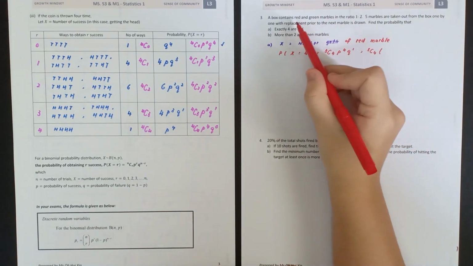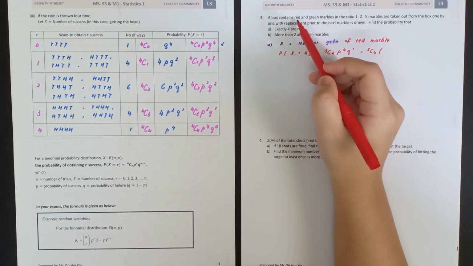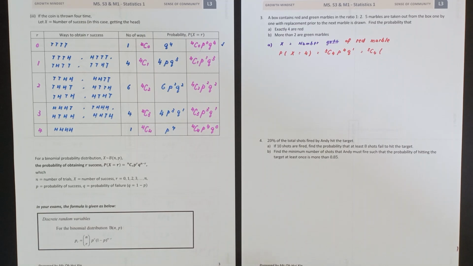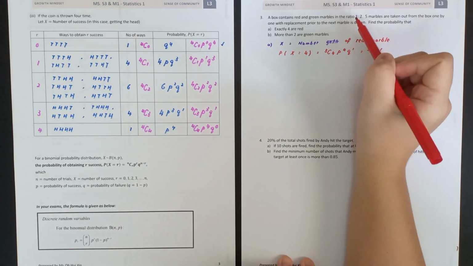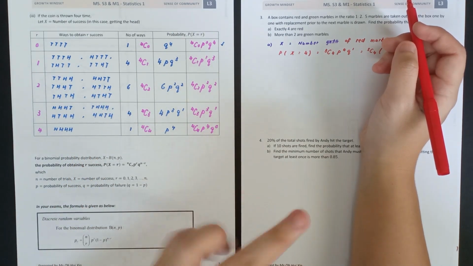Okay, so yeah, the red is like 1 over a total of 3. So meaning that the probability for you to get a red is basically 1 out of 3. Do you get it? So like the ratio for red and green is basically like for you to get 1 red, you need to get 2 green.